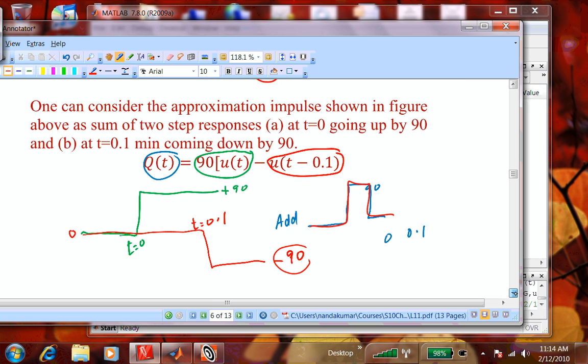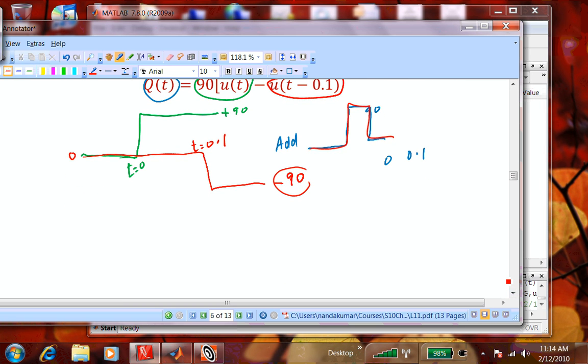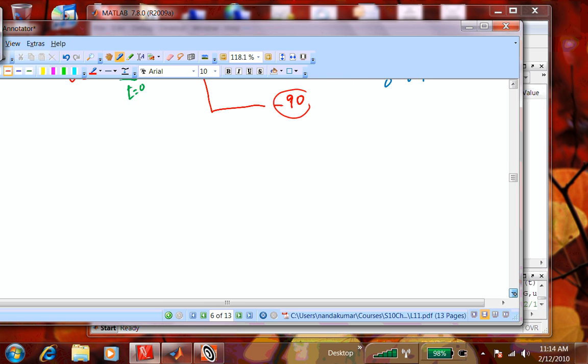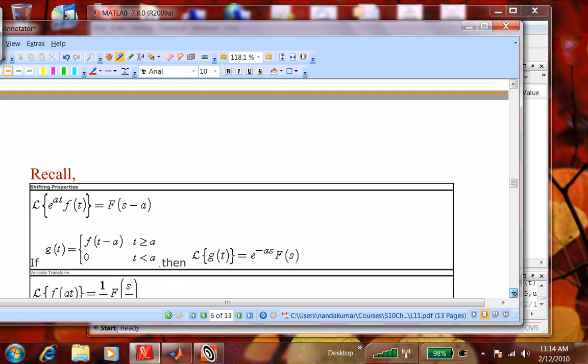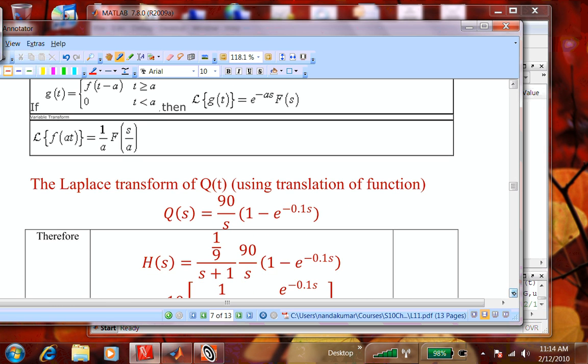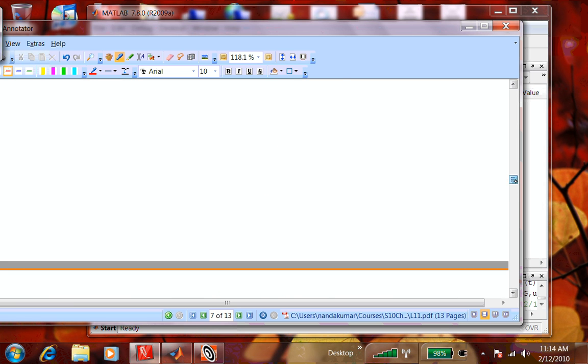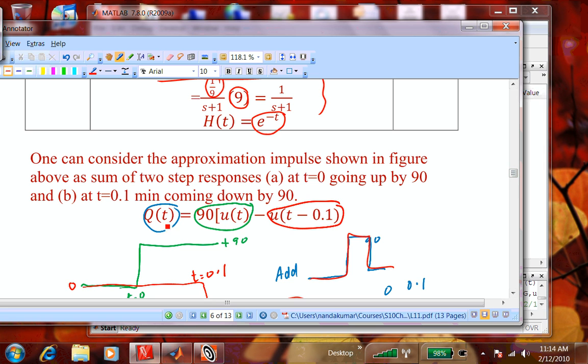Is that clear? Any questions on that? Okay. This one we will do in MATLAB. First one I'm showing you is if Q of t is given by this expression. Q of t is 90 multiplied by u of t. What is u of t?